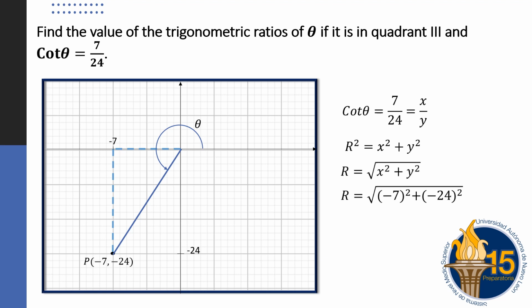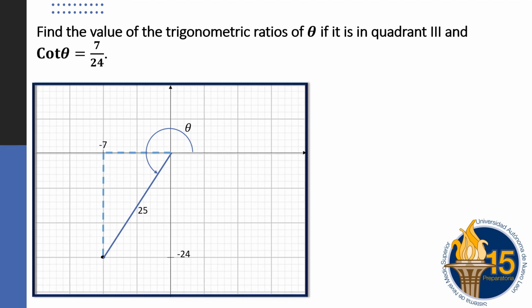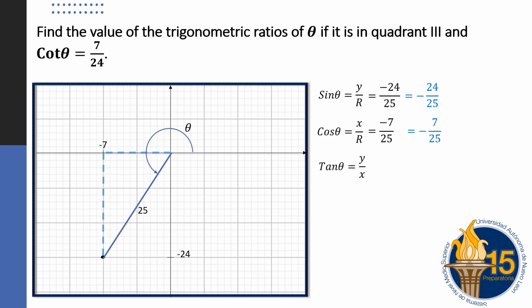Then r equals the square root of 49 plus 576, and that is the square root of 625. We have then that r equals 25. Let's form now the trigonometric ratios. Sine of the angle equals minus 24 over 25. Cosine of the angle equals minus 7 over 25. Tangent of the angle equals minus 24 over minus 7. That is equal to 24 over 7.